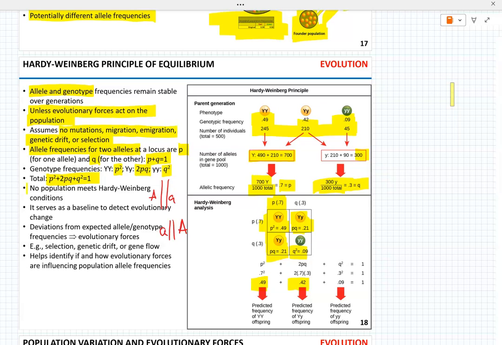Not a single actual population meets the conditions for Hardy-Weinberg equilibrium. Instead, Hardy-Weinberg equilibrium is the reference point to detect evolutionary change. When you observe deviations from the expected frequencies of alleles or genotypes, that means that population is under the action of certain evolutionary forces. For example, genetic drift, gene flow, or selection. Hardy-Weinberg principle allows us to identify whether the evolutionary forces act on a population and how.